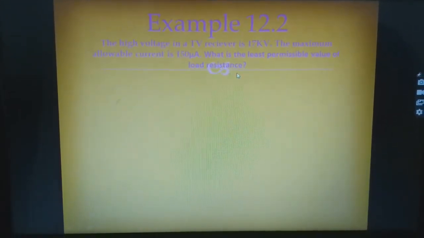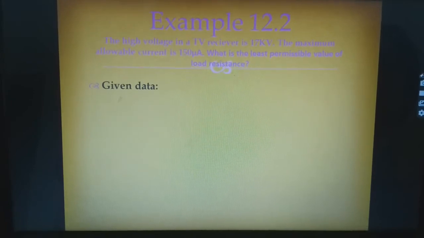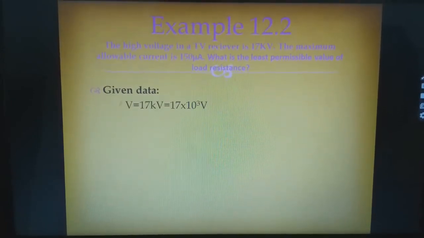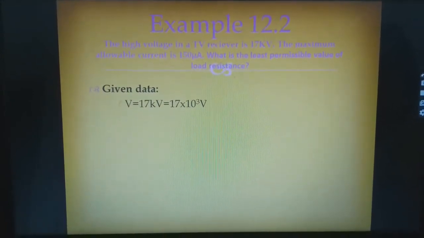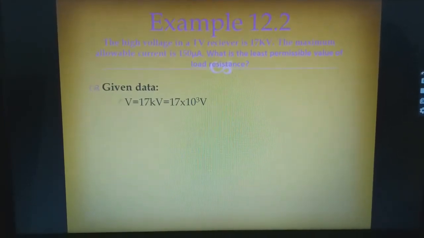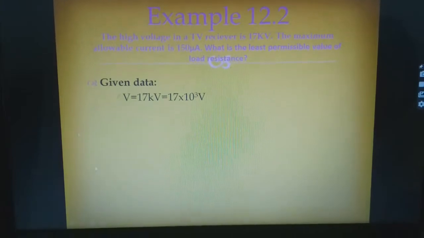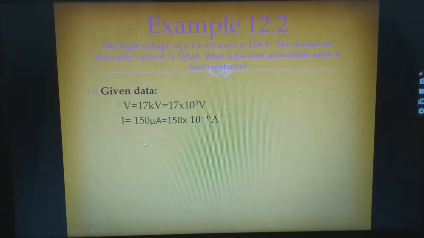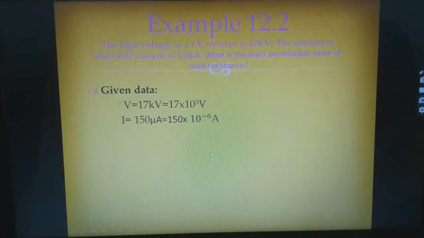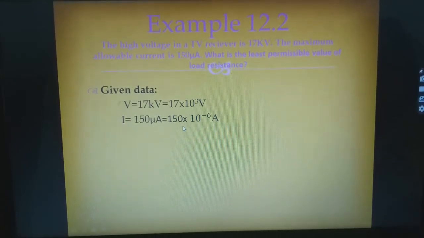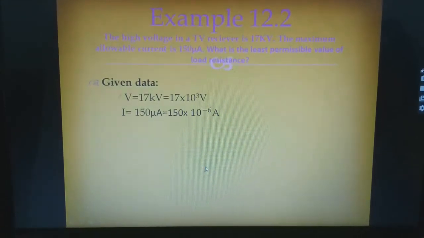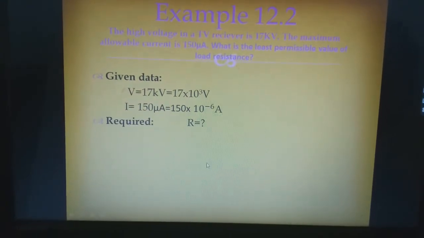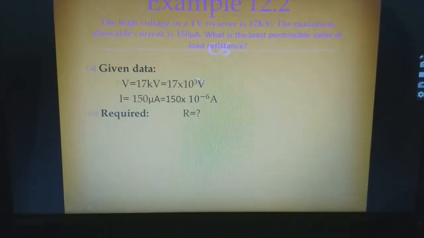First of all, we come to the data given. In the data given, we have voltage. Voltage is equal to 17 kilovolt. Kilo stands for 10 raised to the power 3. So here we write 17 into 10 raised to the power 3 volts. Alright. Now what is I? I is 150 microampere, that is 150 into 10 raised to the power minus 6 ampere. And what is required? We have to find the load resistance, that is R.